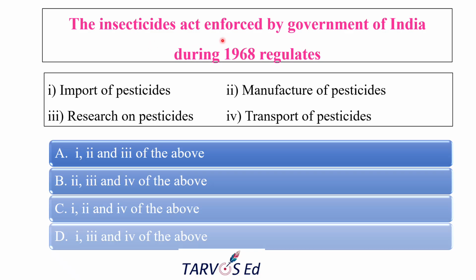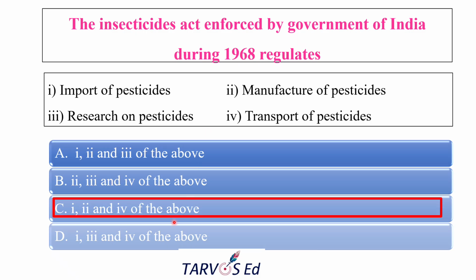The next question is about the Insecticide Act. The Insecticide Act, enforced by the Government of India in 1968, regulates import of pesticides, manufacture of pesticides, research on pesticides, and transport of pesticides. Among these four, which one is correct, they asked. Different options are given, like 1, 2, 3 are correct, and 2, 3, 4, like that. Before solving this question, you should know the definition of the Insecticide Act of 1968, and what this act tells about.